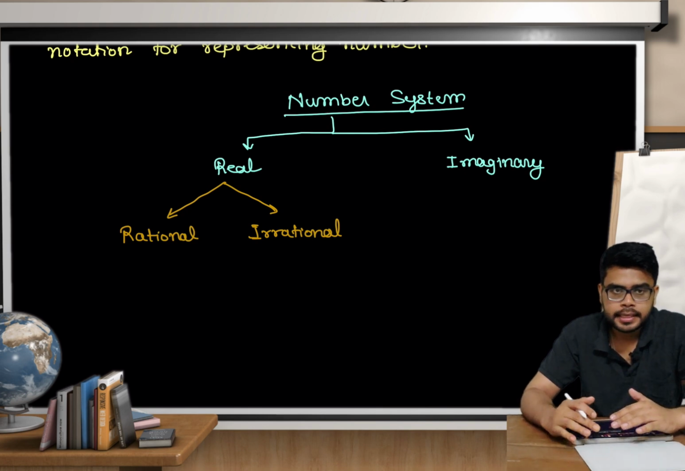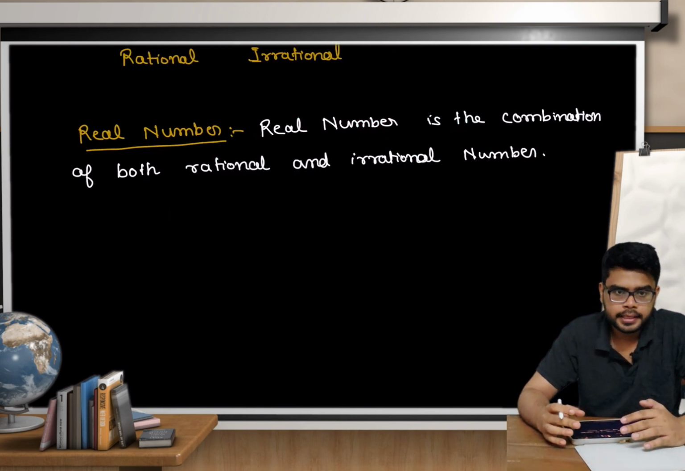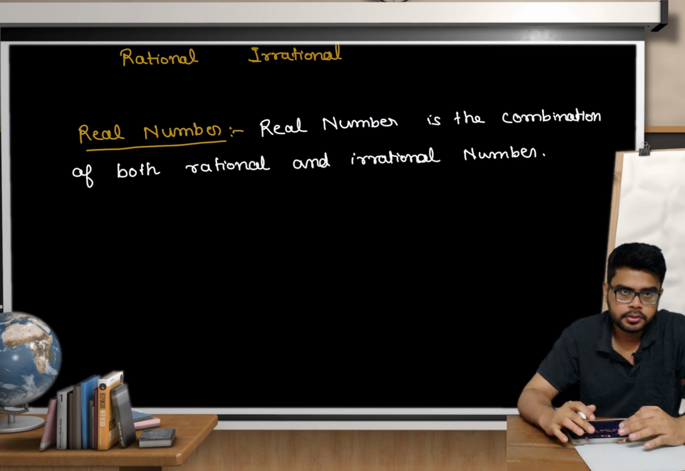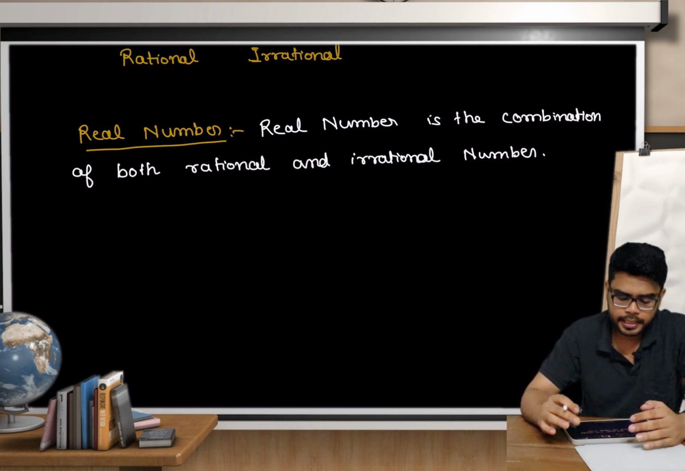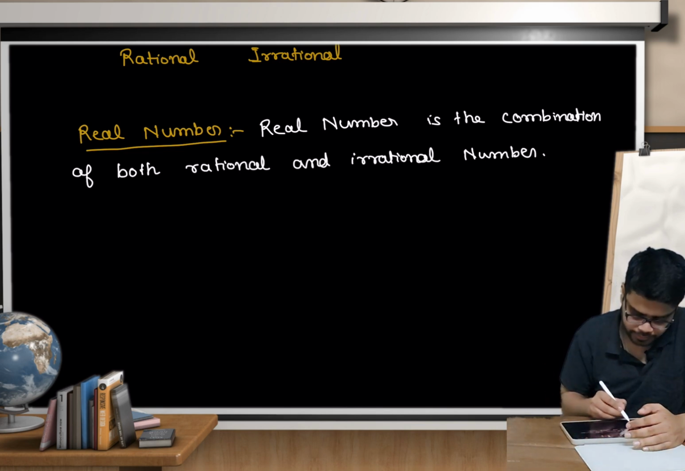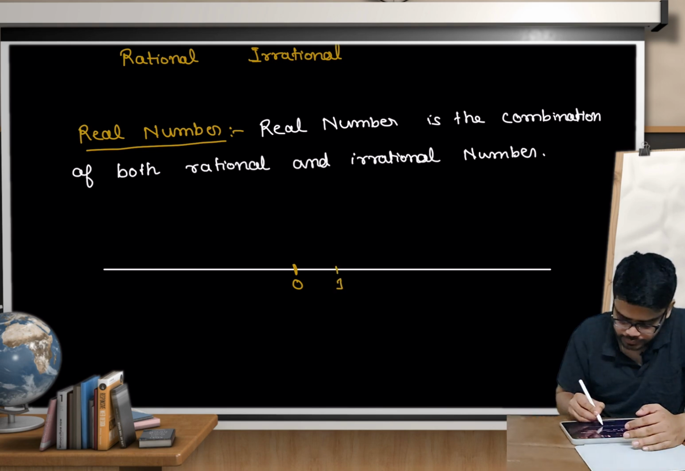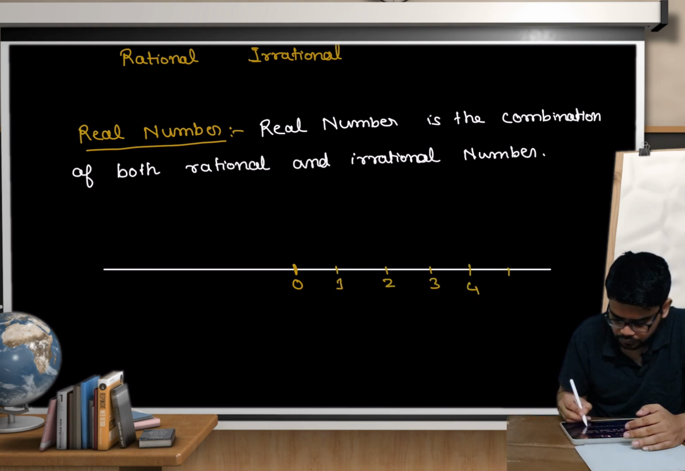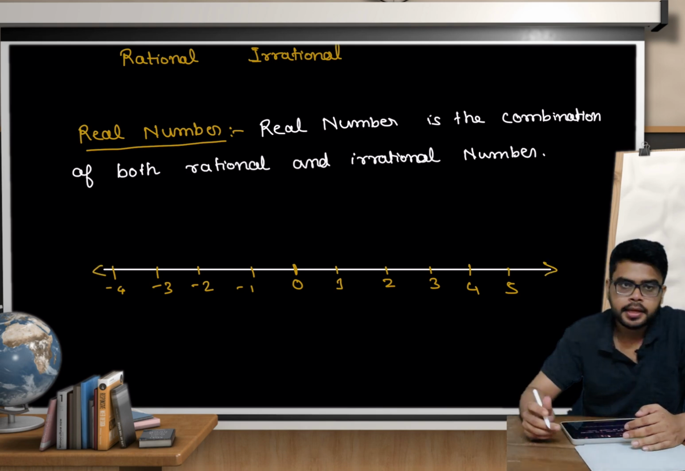Before studying imaginary number, let's study what is real number. Real number is a combination of both rational and irrational numbers. What is rational number and what is irrational number, I will discuss. But in simple words, if you want to remember, a real number is something that we can represent on a number line. So let's draw a number line, okay? I am putting here the origin 0. This one is 1, this one is 2, 3, 4, 5, and here it will be minus 1, minus 2, minus 3, minus 4. All these numbers are real numbers.